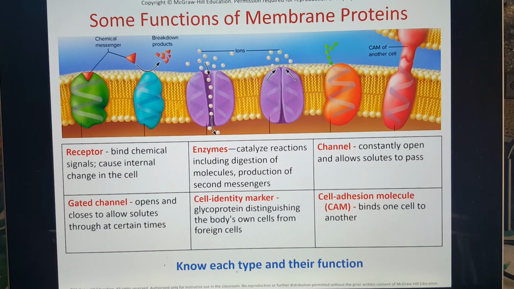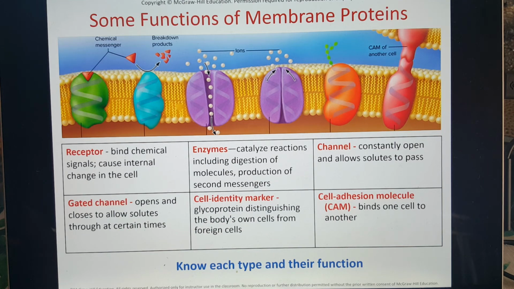Next type are channels. So we have two different types of channels, both of these little purple ones here. We have open channels that just allow whatever is passing through that channel to continue to go through. So some are just constantly open. So for example, in this case of the ions, able to go down their concentration gradient. Some channels are gated.